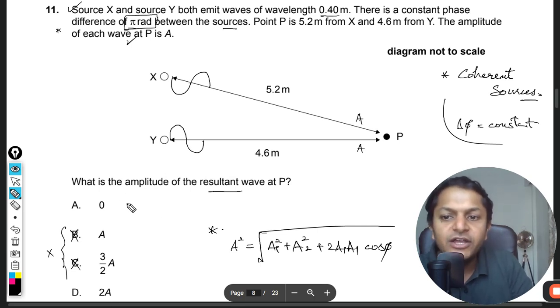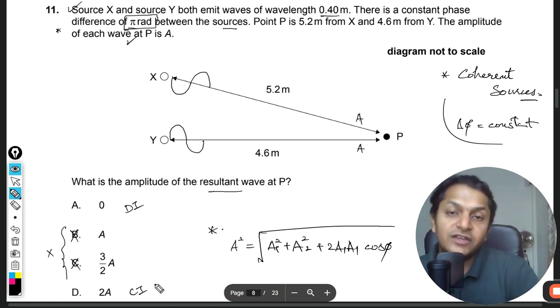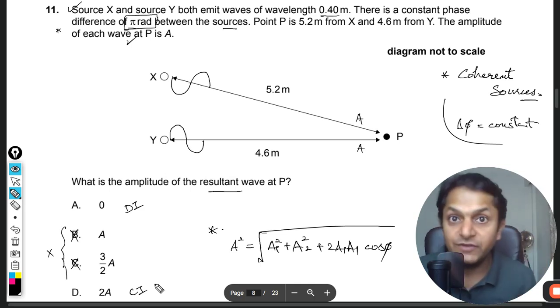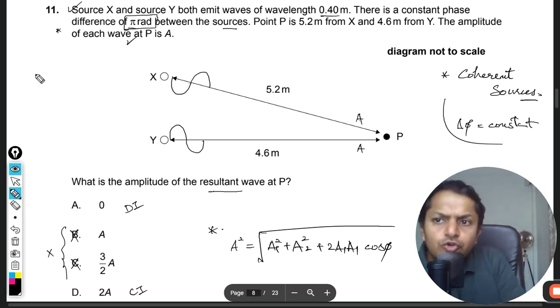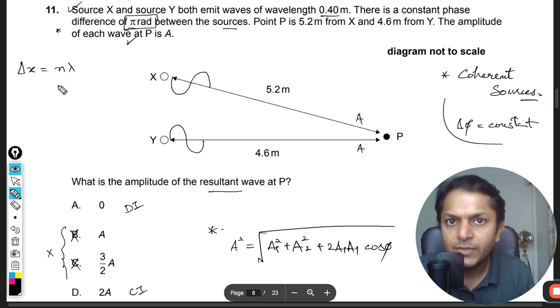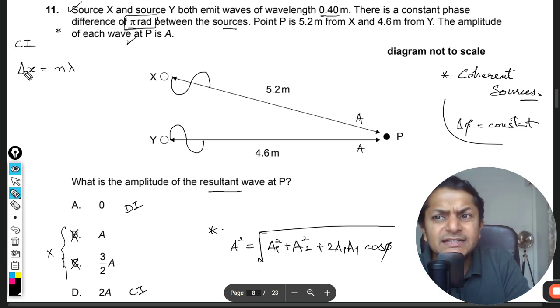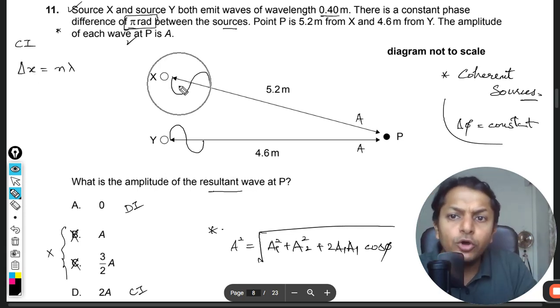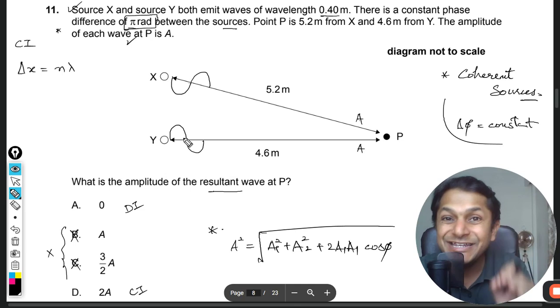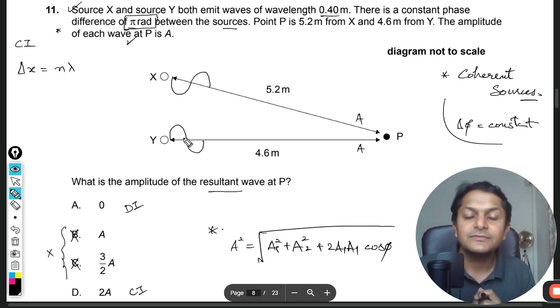So either there will be destructive interference or constructive interference. We have to find the condition whether constructive or destructive interference will happen. Usually we use the formula for constructive interference, delta X equals n lambda. This is the usual formula. But in this formula there is one condition: both of the waves should start with zero phase difference, which is not the condition here.